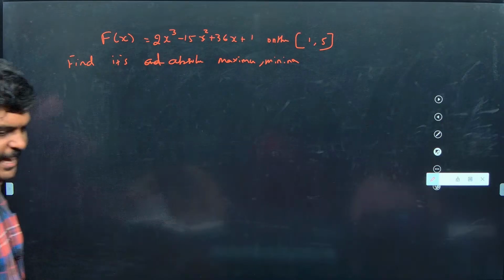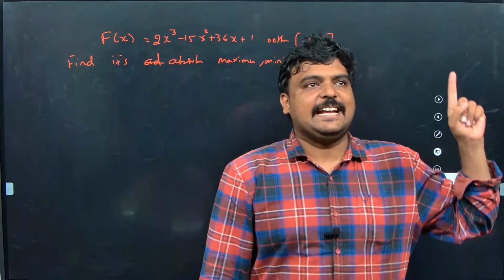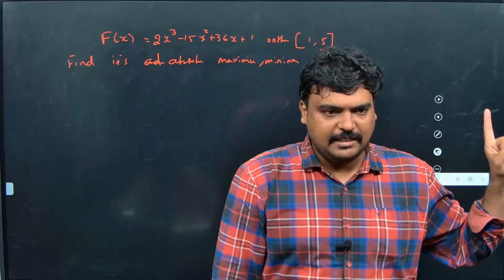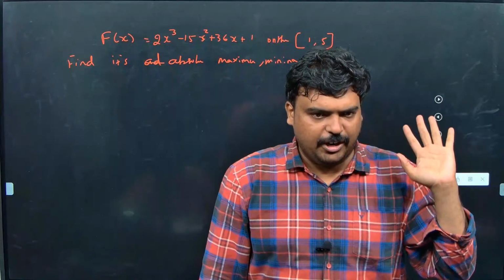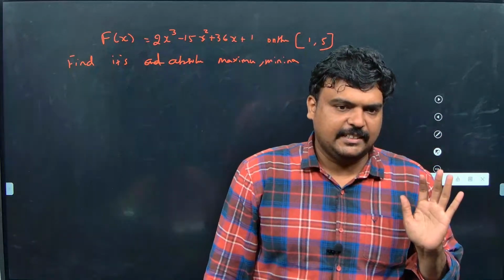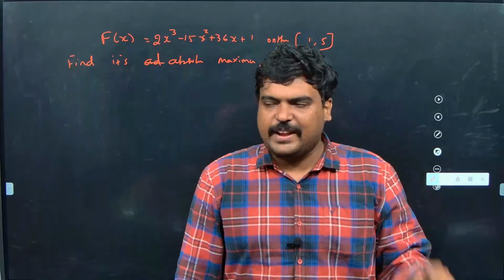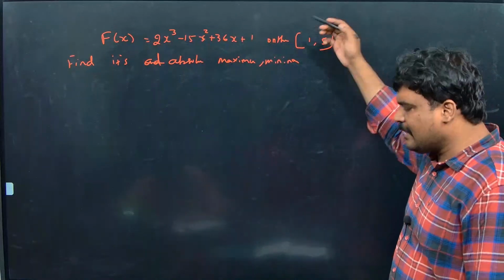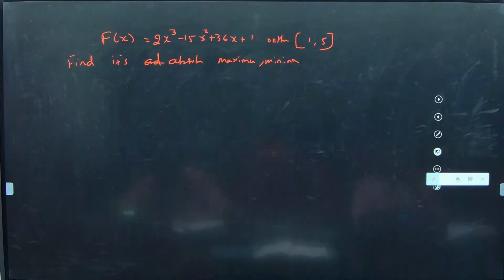I will tell you the procedure, you do it yourselves. I am not going to do it on the board. You guys have to do it. Guys, differentiate the function that I have given. Make it equal to 0. You will find some points. Those points are known as what? Critical points. Find that first and tell me what it is. Quickly do it.